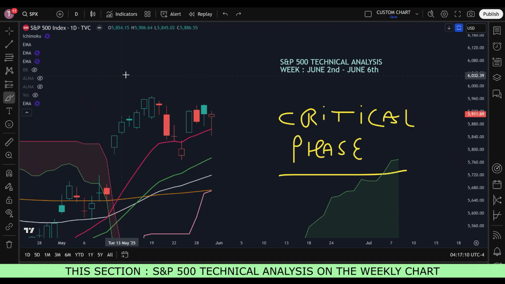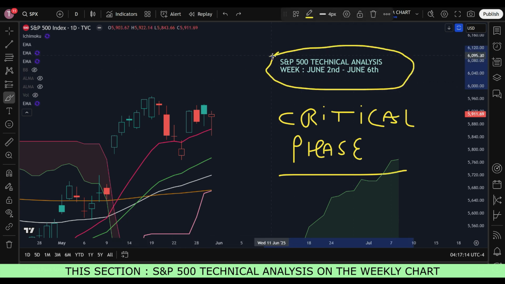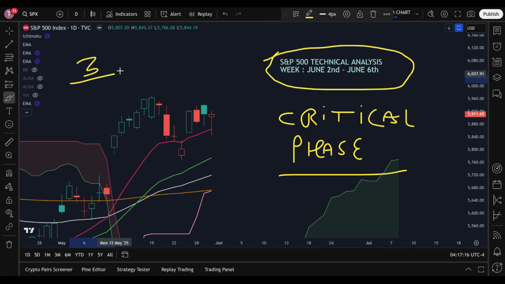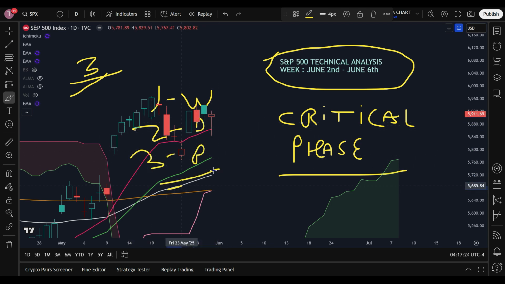Now guys, let me tell you very quickly that I have divided this S&P 500 weekly technical analysis into three parts. The first part is the weekly chart, the second part is the daily chart, and the third part is the probable movement.